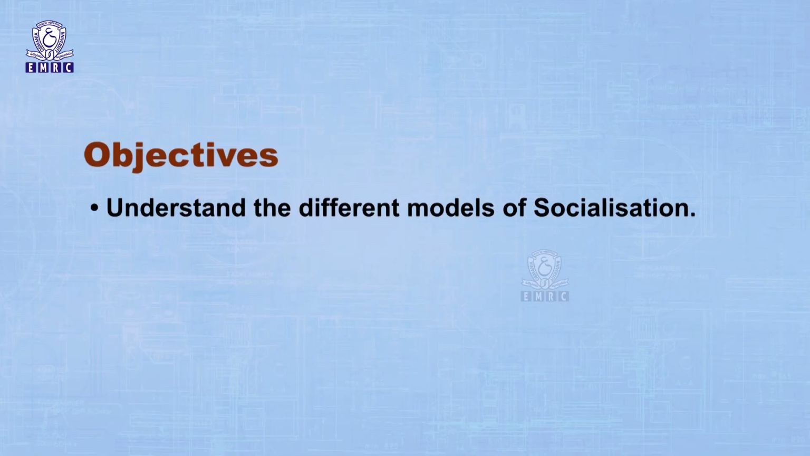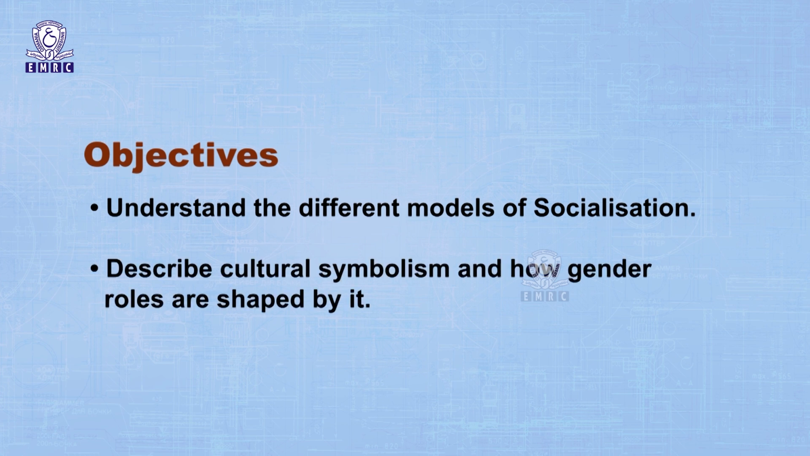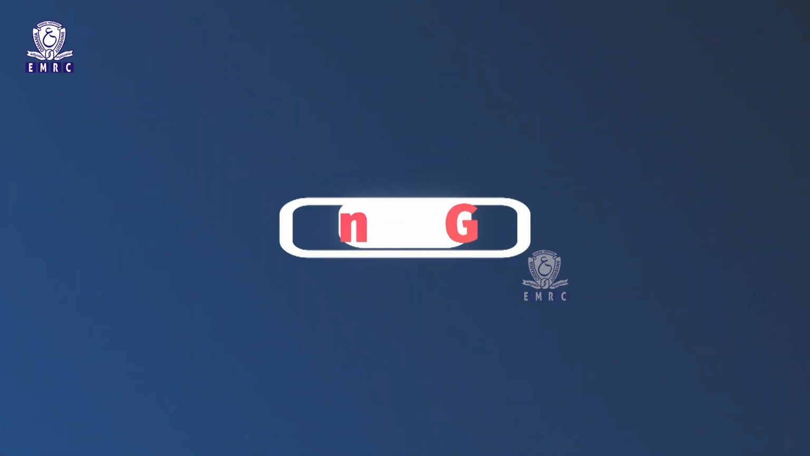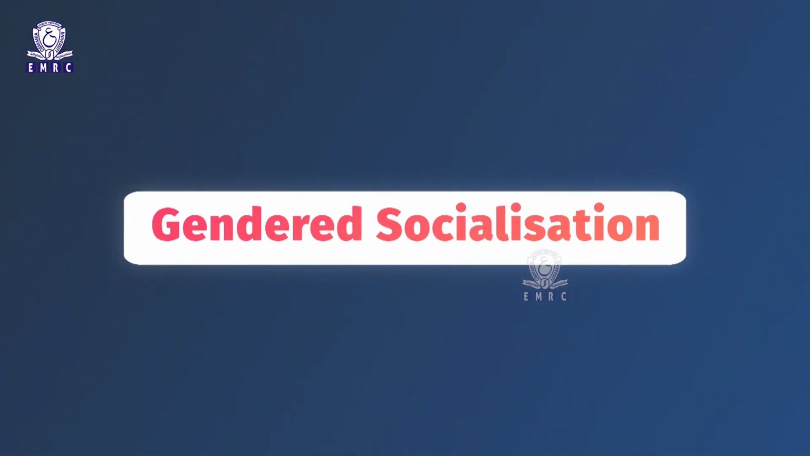Objectives. After completion of this lesson, you will be able to understand the different models of gendered socialization. You will be able to describe cultural symbolism and how gender roles are shaped by it. Let us begin by discussing gender socialization.